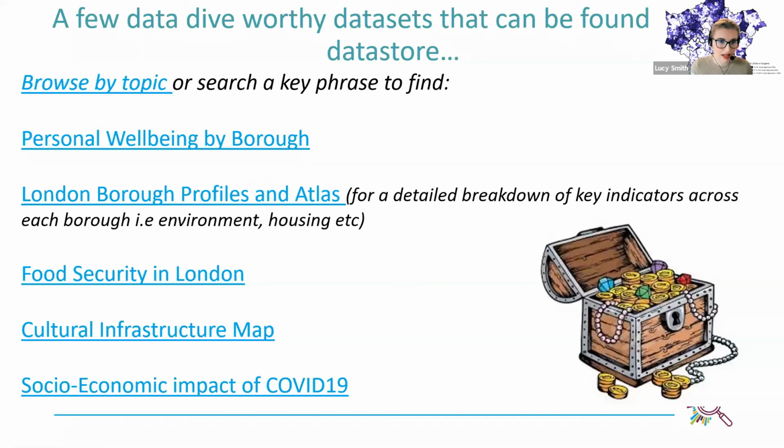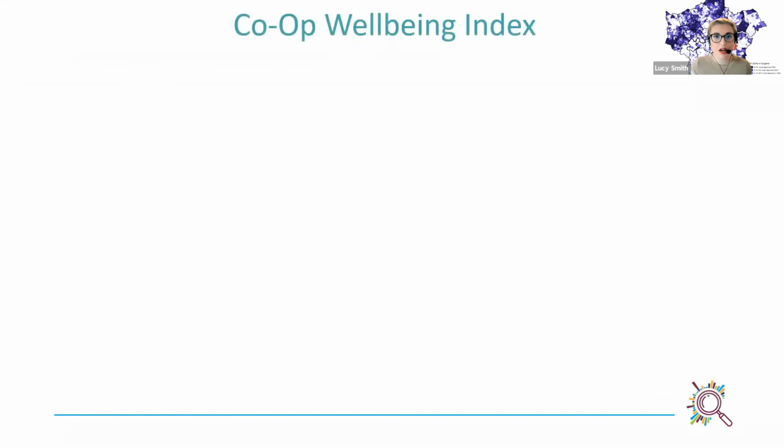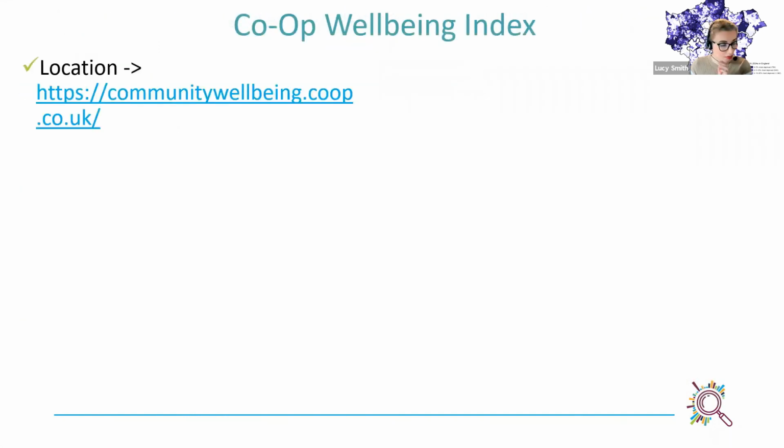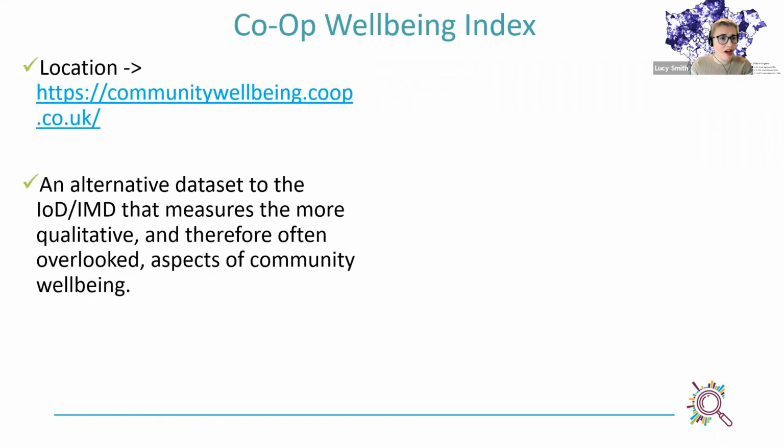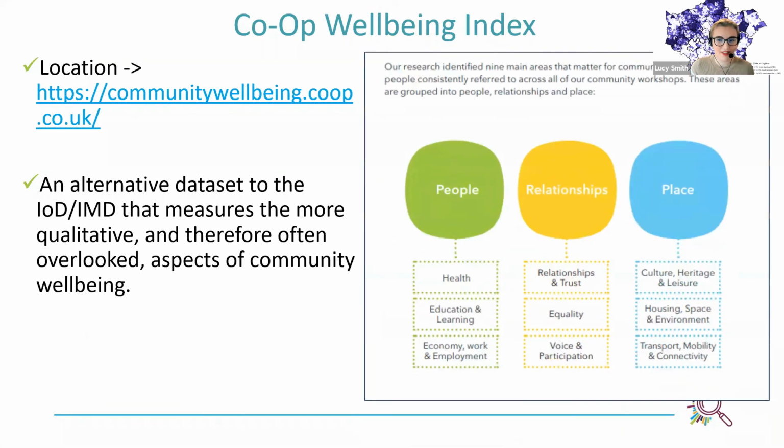I would really recommend taking some time just to have a look through the different topics that are on there if you're doing a piece of research, just because there are so many things that can come up and be really, really useful. Another really useful resource is the Co-op Wellbeing Index. You can access it here. It's basically an alternative data set to the indices of deprivation, and it measures the more qualitative and therefore, sadly, more often overlooked aspects of community well-being.